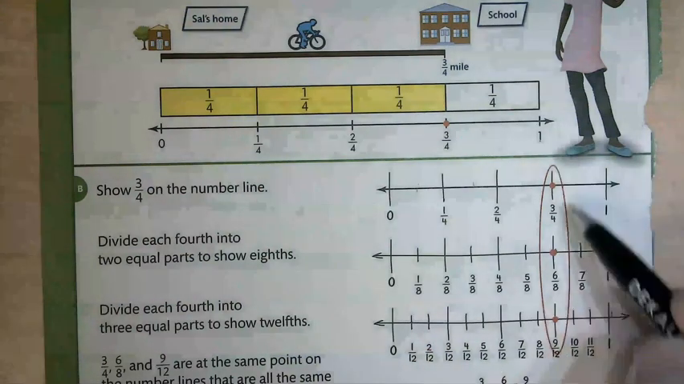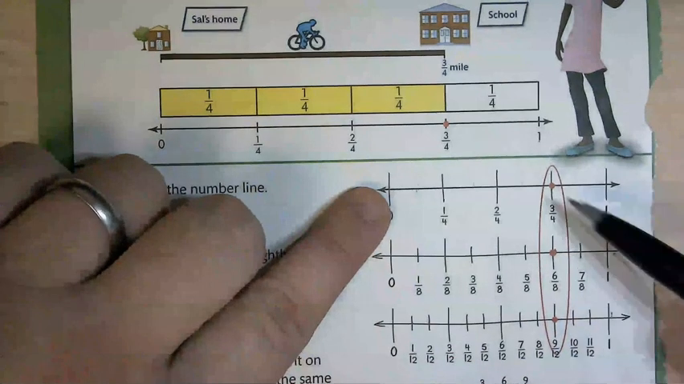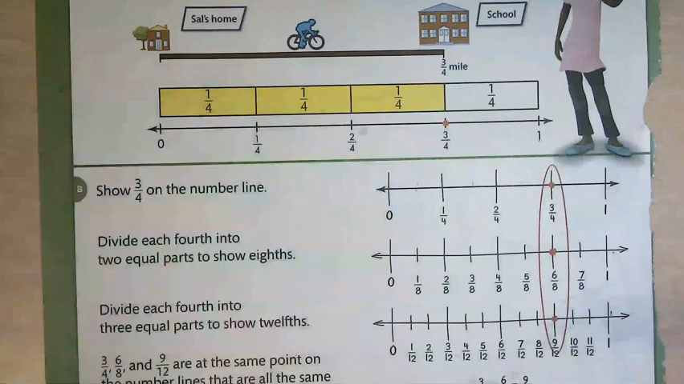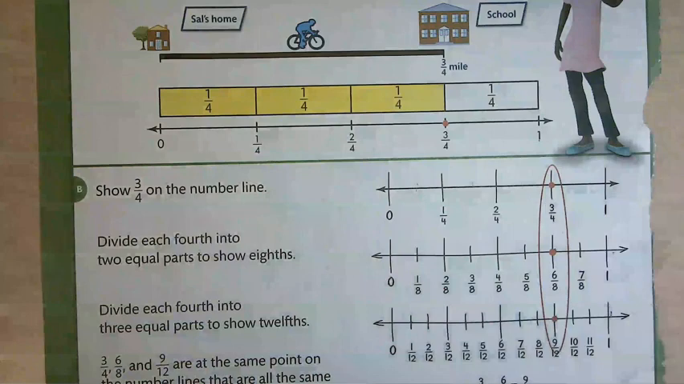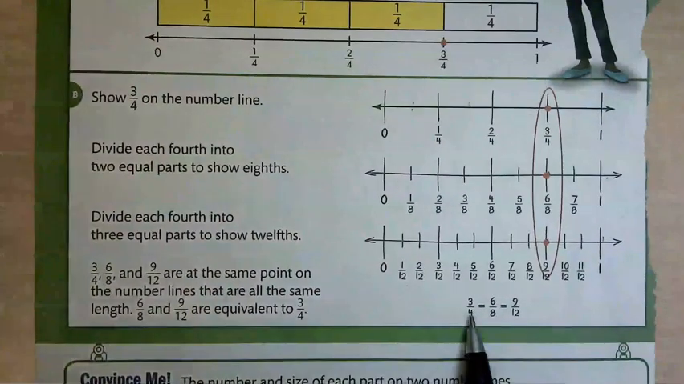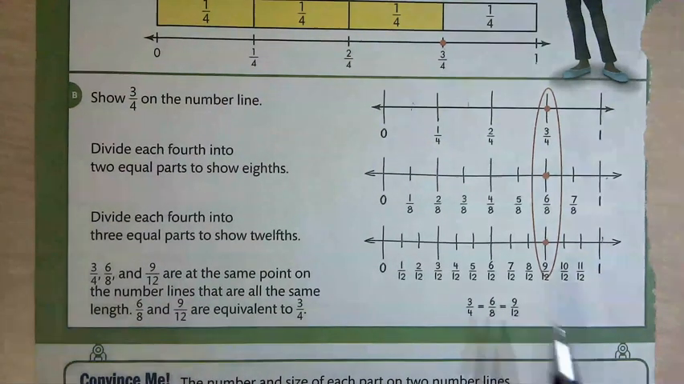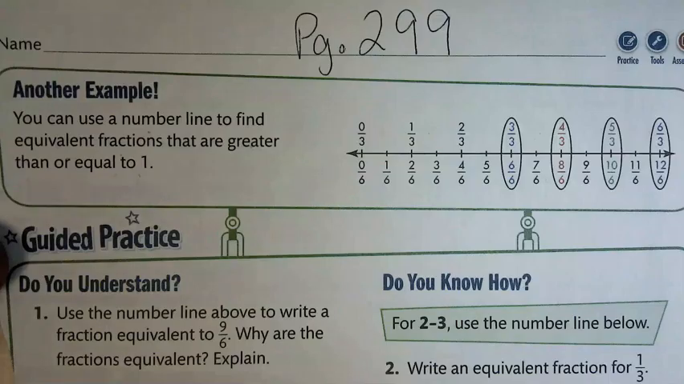These are all equivalent because our 0 stayed the same, our 1 stayed the same, and our number line plot stayed the same on all of these. It's just dependent on the number of jumps or skips to be able to get there. These are all equivalent fractions. And if we look down here, 3/4 is equal to 6/8, which is equal to 9/12. So they all connect and are related to each other. Let's take a look at page 299 and see how we're going to work on this in our independent and guided practice. So here we are on page 299.